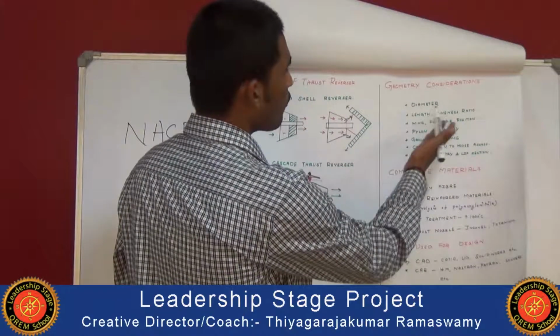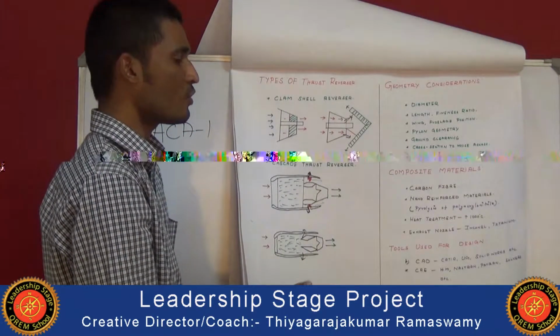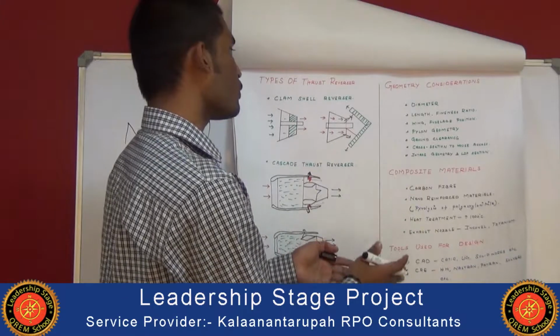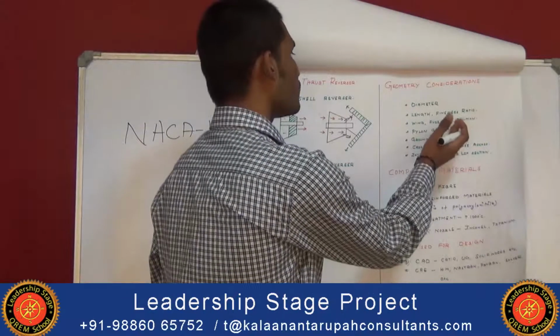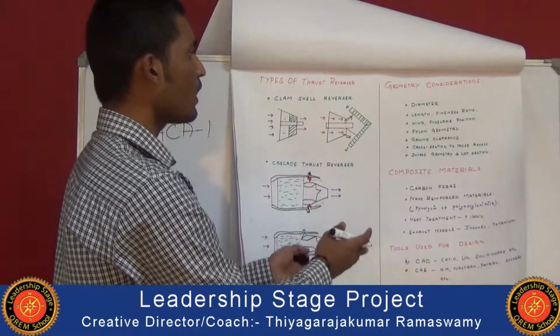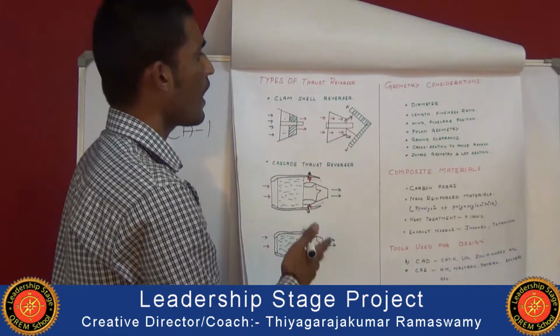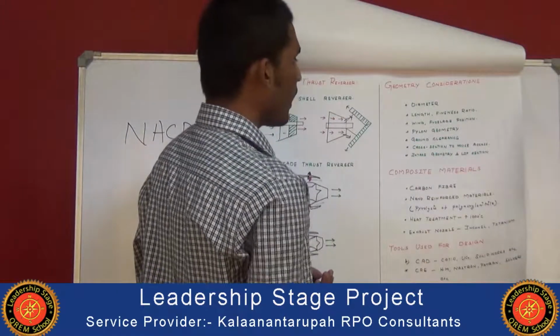And next one is wing and fuselage position. We are considering the wing position as well as the fuselage position. So, according to the wing and fuselage position, we are going to design the nacelle structure. And then pylon geometry, considering the pylon geometry with respect to the nacelle structure and ground clearance, cross section to the house axis and intake geometry.